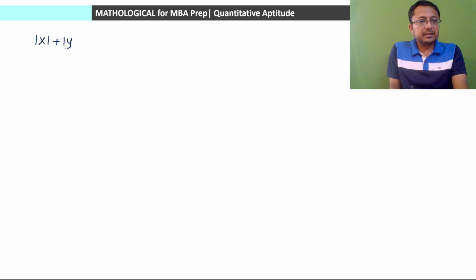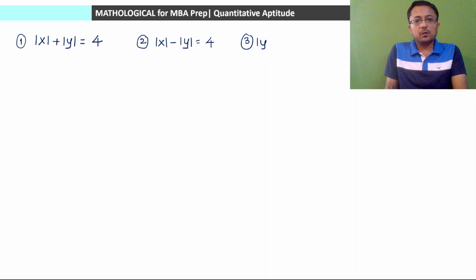So now we'll take 3 cases. One equation is mod of x plus mod of y is equal to 4. This is our first equation. Second equation, let us say, is mod of x minus mod of y equal to 4. And the third equation is mod of y minus mod of x equal to 4. There are 3 equations. Now let us open these equations for the 4 cases.